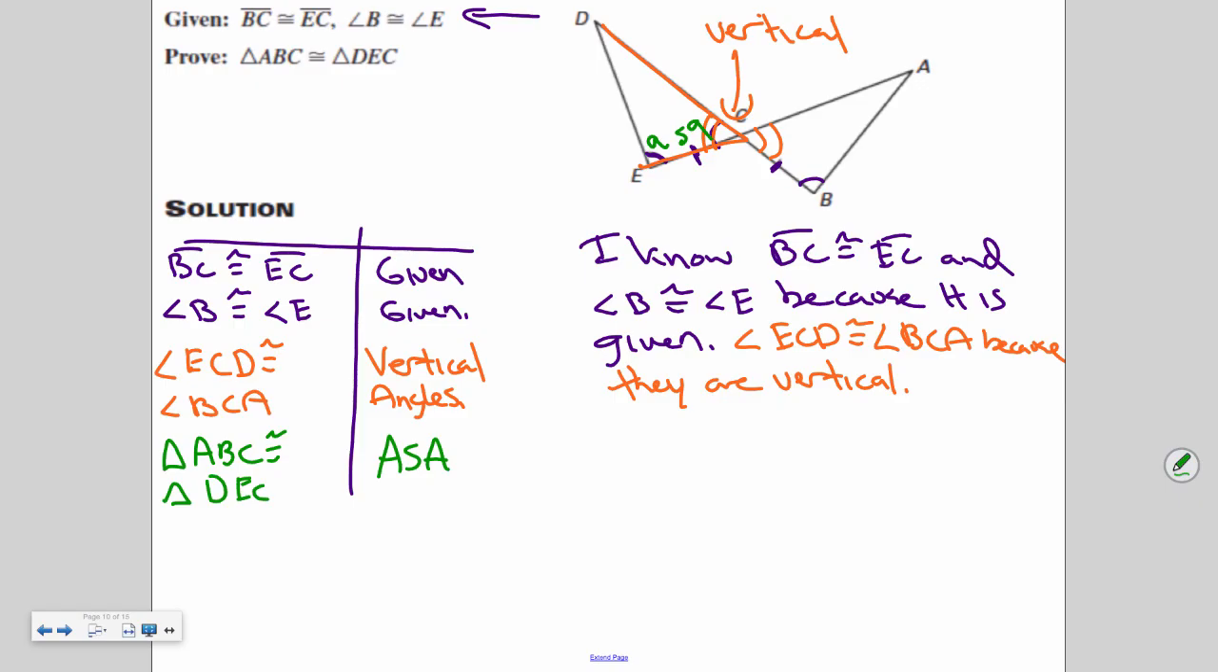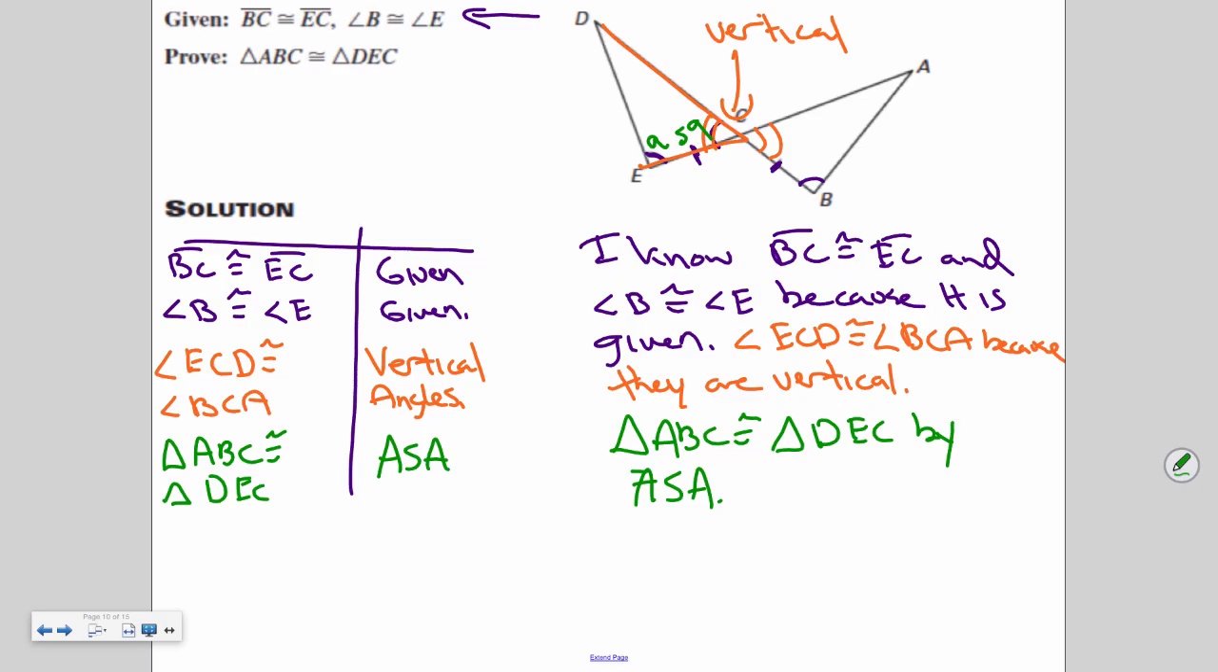Same thing here. Triangle ABC is congruent to triangle DEC by angle side angle. So that is a simplified paragraph proof and a two-column proof right in a row.